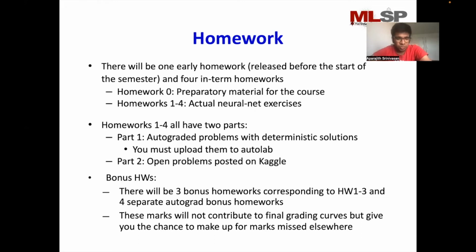There'll also be bonus homeworks, 3 bonus homeworks corresponding to homework 1 to 3, and 4 separate autograd bonus homeworks. So you have to note that these marks won't contribute to calculating the final cutoffs or the final grading curve, but it will give you a chance to make up for any marks which you have missed.